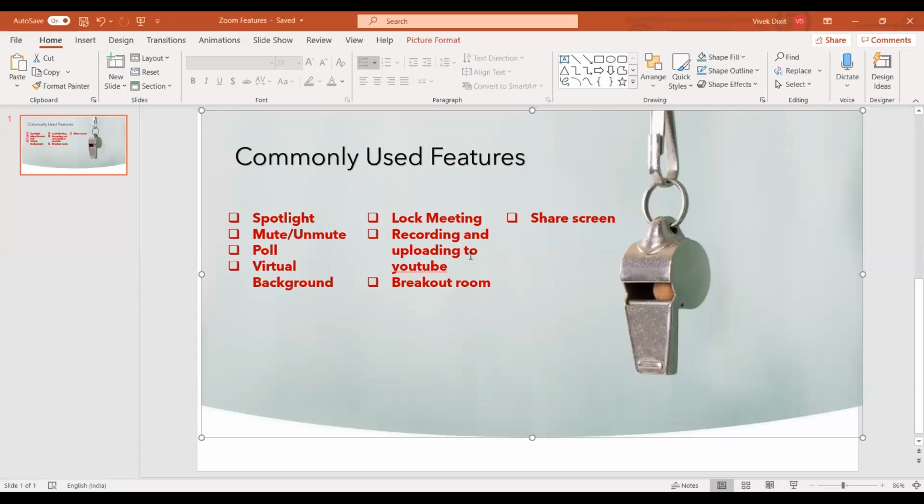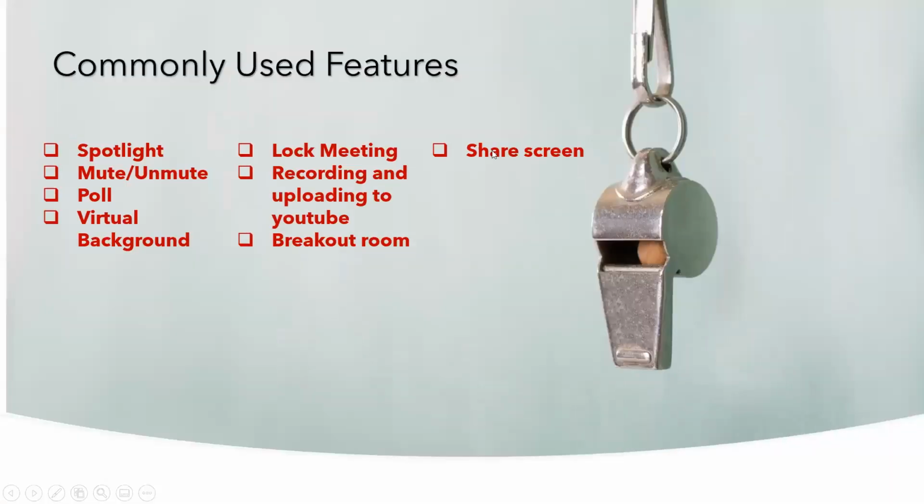These are the most commonly used features that we use in our meeting. So I will go one by one. First of all, Spotlight. We use the Spotlight feature a lot in our meetings because when a speaker is speaking, everyone needs to see that person. Everyone needs to see who is speaking. So whenever a person starts giving a speech, we spotlight that person. And now I will show you how we do that.